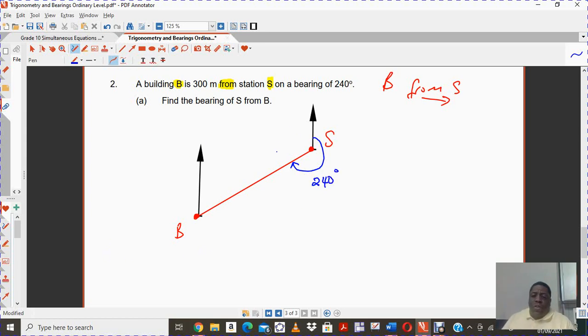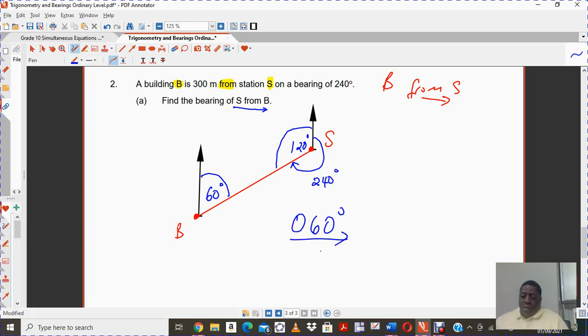Now, in order for the whole thing to make a revolution, this would have to be 120 degrees because it has to give you 360. Then this angle here would be 60 degrees because these are co-interior angles, these two angles here should add up to 180. Okay, so now we have that angle. The question is asking, find the bearing of S from B. That means we go to B, we go here. So the bearing is 060 degrees. Okay, I hope that everybody got that part.